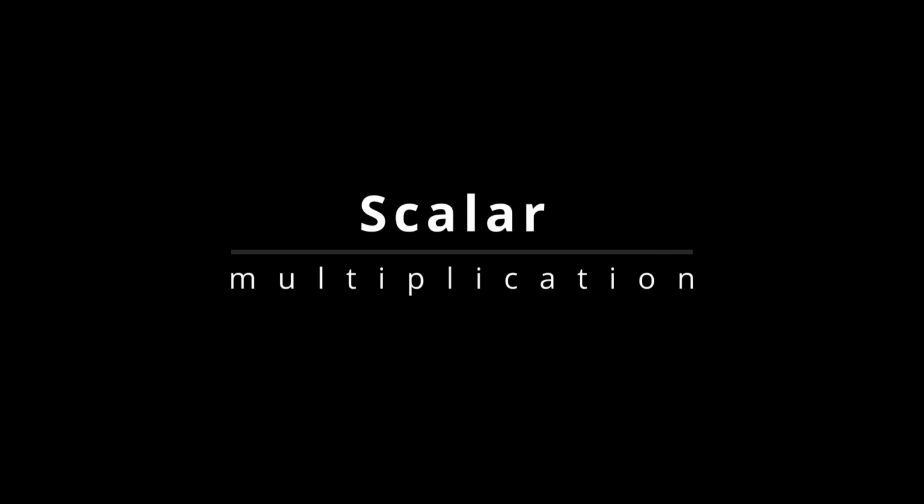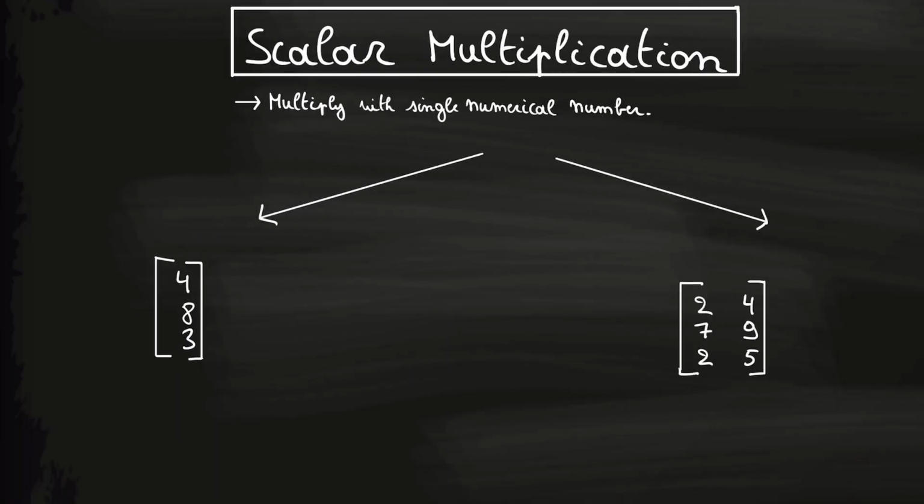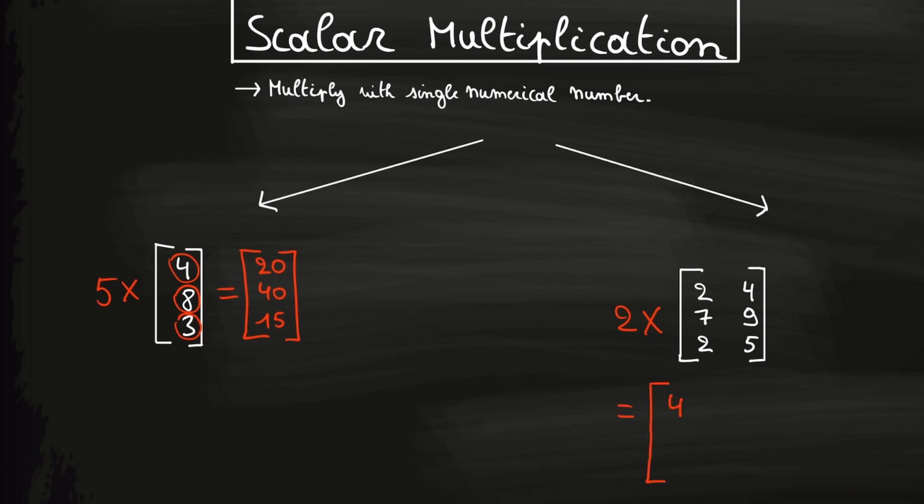We can also do a scalar multiplication, which means multiplying with a single numerical value. So for example, we can multiply this vector with 5 and this matrix with 2. Multiplication of a vector or matrix by a scalar involves multiplying each element by that scalar. It is very straightforward. We just take each element in the vector or matrix and we multiply it with the scalar like this. Also for the matrix, you just multiply each element with the scalar.